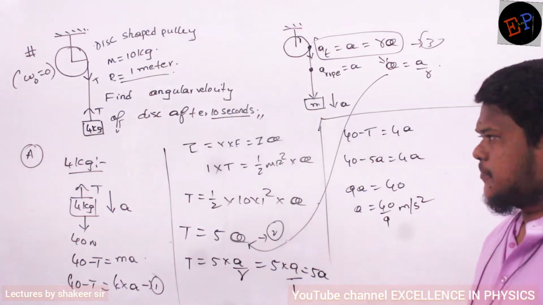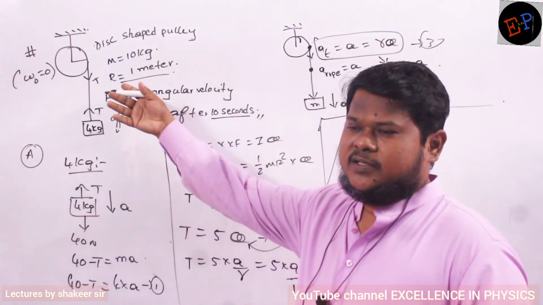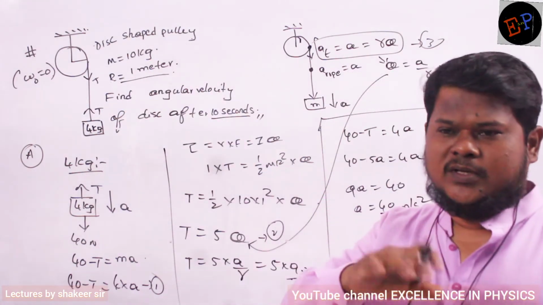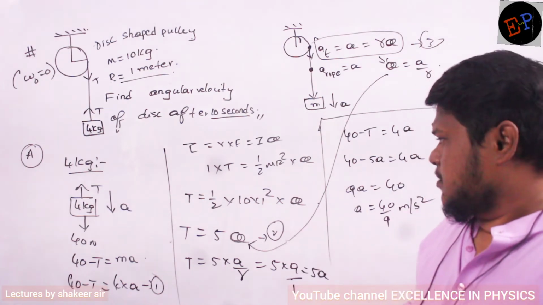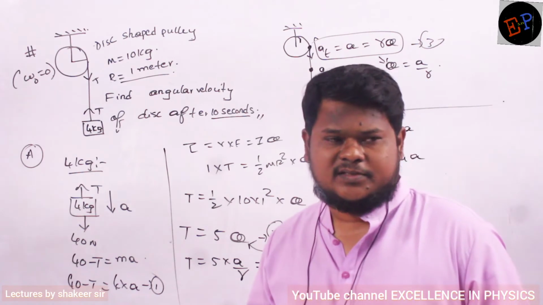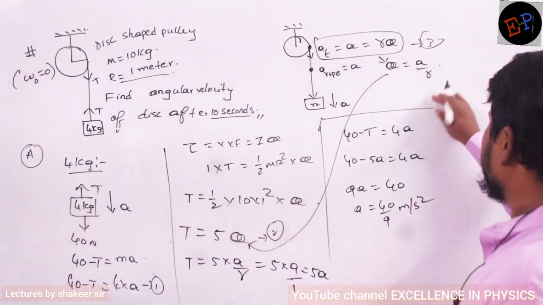Are you able to understand? So the acceleration of this body I have calculated. The same is the acceleration of the rope also. The same is the tangential acceleration of the pulley also. The acceleration produced is this much, 40 by 9 is the acceleration. Are you able to understand? Okay.